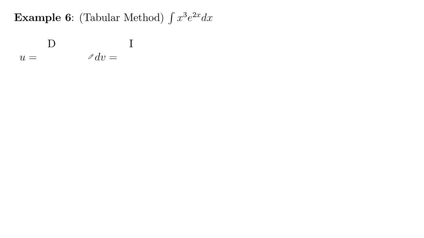So in this example, I want to demonstrate something called the tabular method of integration by parts, which you will probably like. Notice here that we've got a power of x times an exponential, which is suggesting that you would want to use integration by parts. And usually you would let your u be the power of x, in this case the x cubed, and the dv the e to the 2x dx.